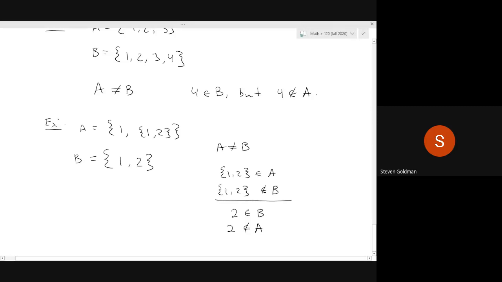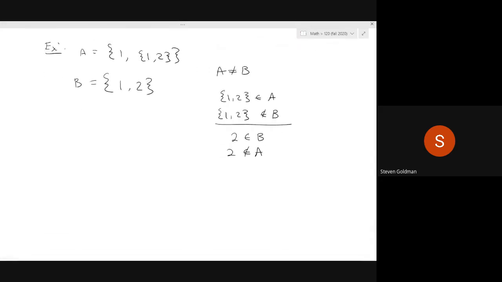All right. As we'll see when we discuss subsets in a moment, B would actually be a subset of A, even though it's not equal to A. Okay. Any questions so far?